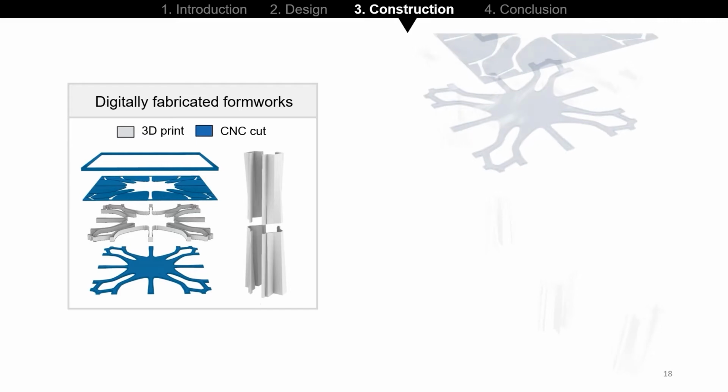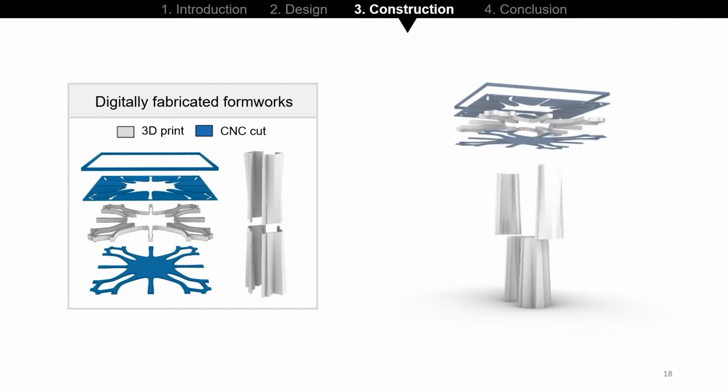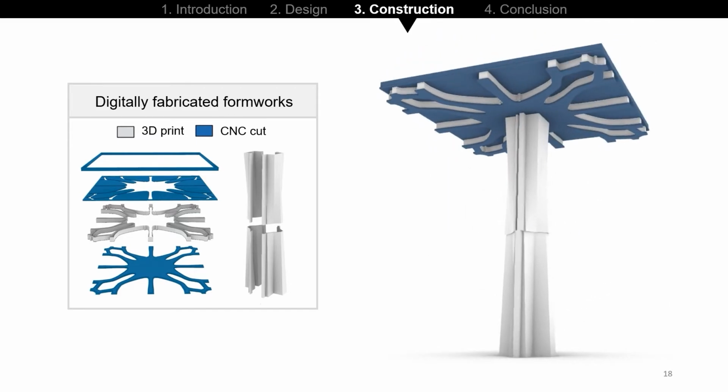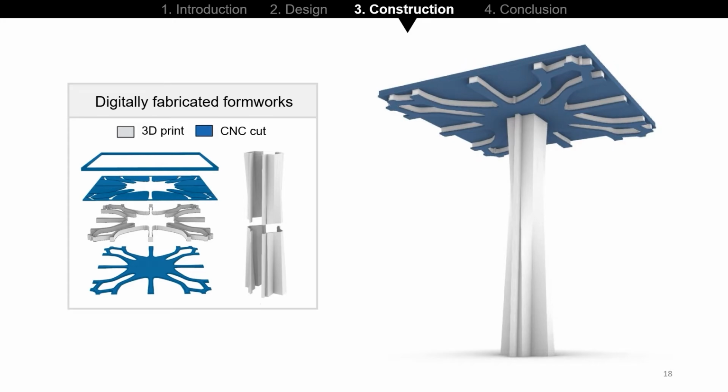The image on the left shows the formworks of our PrintNervi, which were manufactured using two of the most common digital fabrication tools, including 3D printer and CNC machine. The white parts were 3D printed and the blue parts were CNC cut.